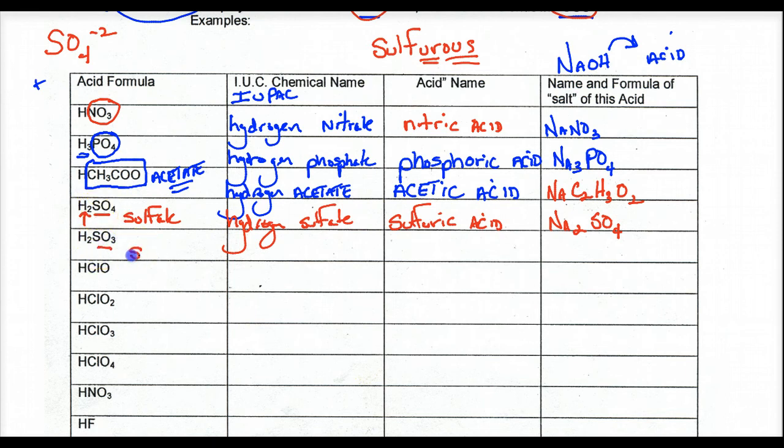H2SO3, this is the sulfite ion. So again, IUPAC name, easy. Name it as you would name a regular salt, hydrogen sulfite, but because of the ite, it becomes ous, so sulfurous acid. Salt name, well, the sulfite is -2, so you need Na2SO3, that's sodium sulfite.